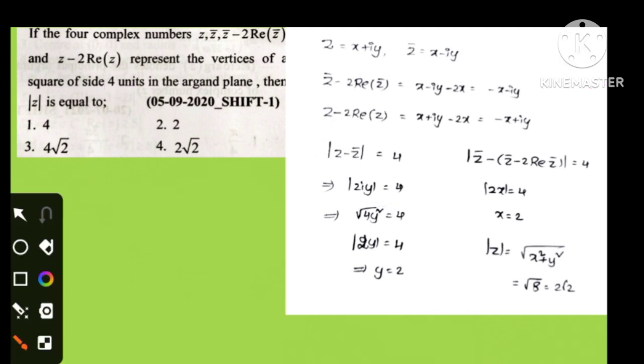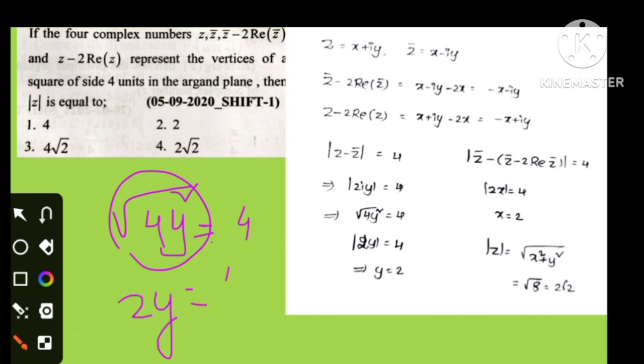Now find the modulus value, that is square root of 2 square into y square, that is equal to 4. What is the square root of 4y square? 2y. 2y is equal to 4. Then the value of y is equal to 2. Okay, you get the y value.